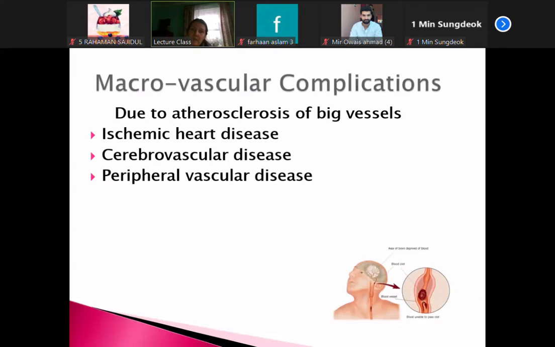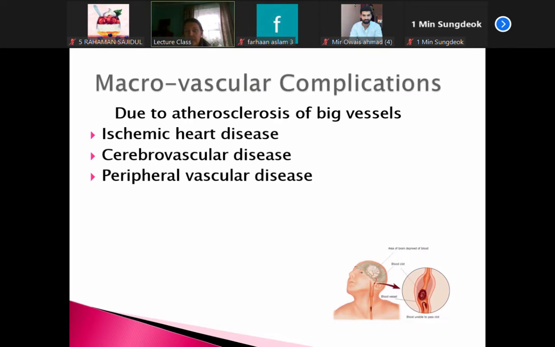Ischemic heart disease is a big group of disorders which includes heart failure, stable and unstable angina, Prinzmetal angina, various types of arrhythmias, cardiosclerosis, etc. MI also. It's your cardiology topic. Cerebrovascular diseases like stroke, ischemic stroke, hemorrhagic stroke, transient ischemic attack, etc. It's your neurology classes next year.